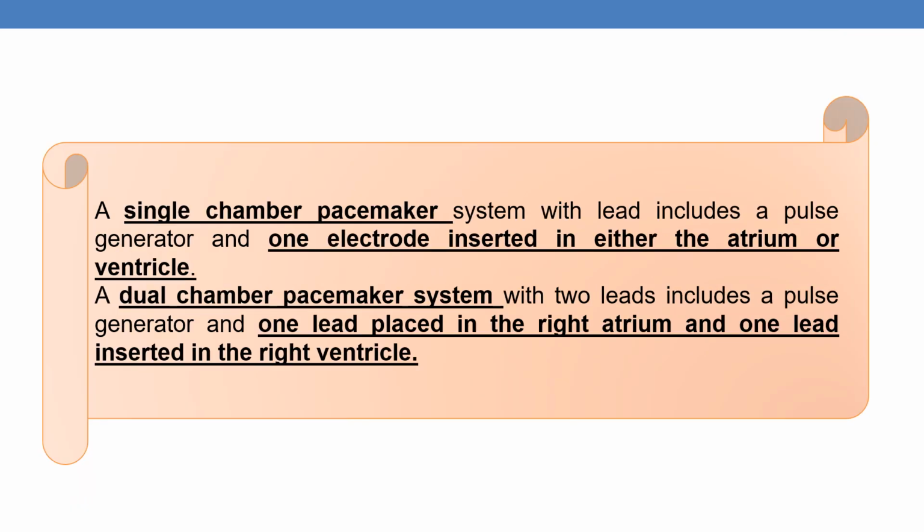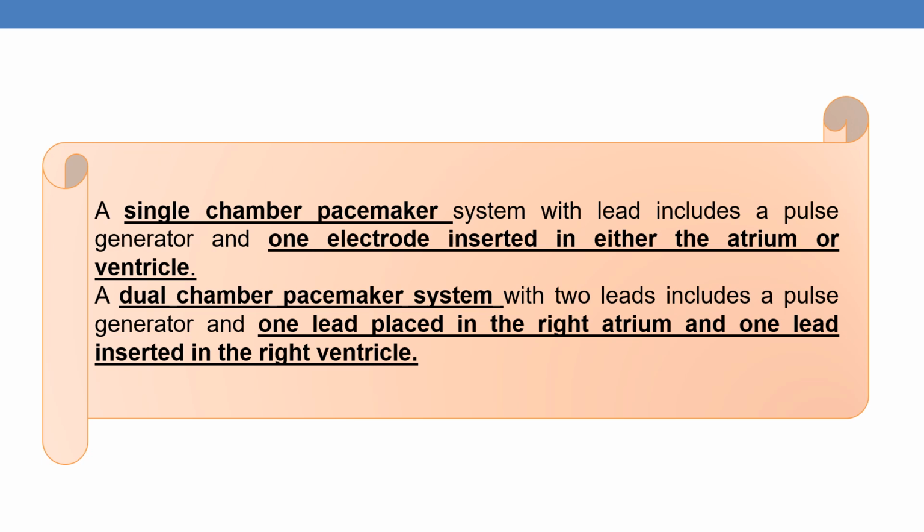Now let us see what is single chamber pacemaker and dual chamber pacemaker system. A single chamber pacemaker system with lead includes a pulse generator and one electrode inserted in either the atrium or ventricle. Here, one electrode is inserted either in the atrium or ventricle.